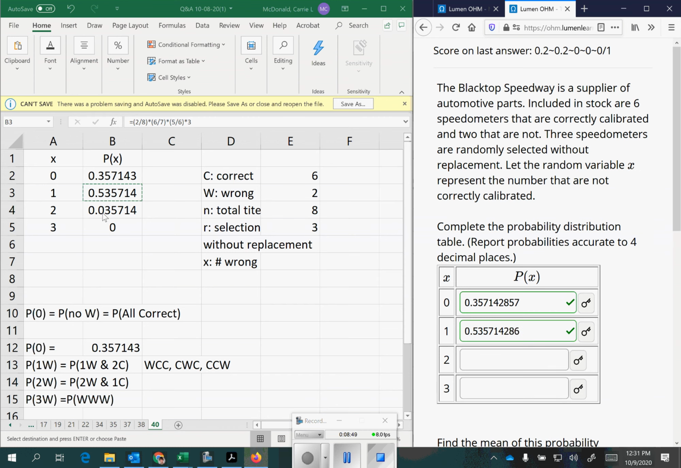Okay, now the next one, how many ways can I get 2 wrong? Well, I had 2 wrong and 1 correct. So the correct one can be the first, the second, or the third. So again, I have 3 possible ways that this could happen. So I'm going to multiply this times 3 because it's like adding it to itself 3 times. Multiplying is repeated addition. So we're going to add that in. Okay. And then finally, the last one should be 0.